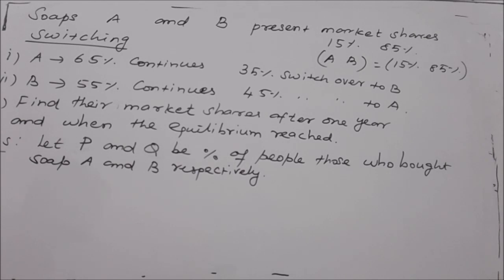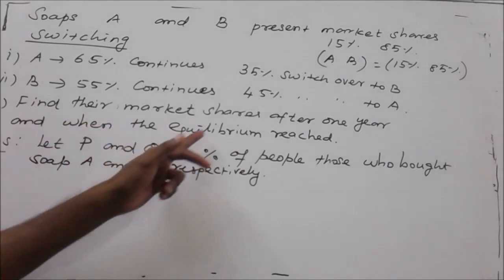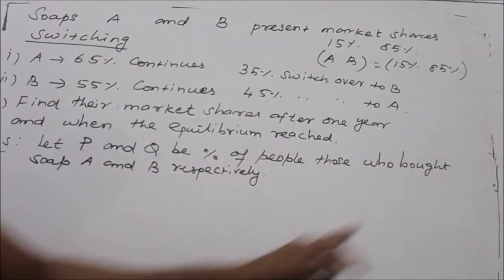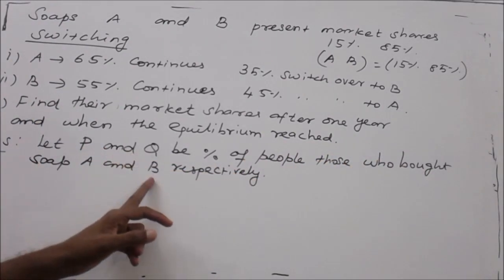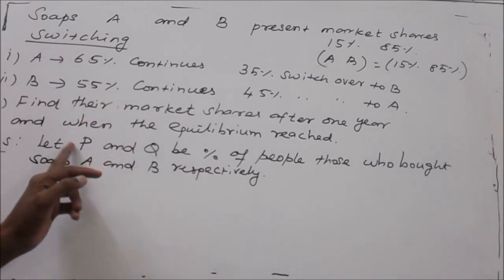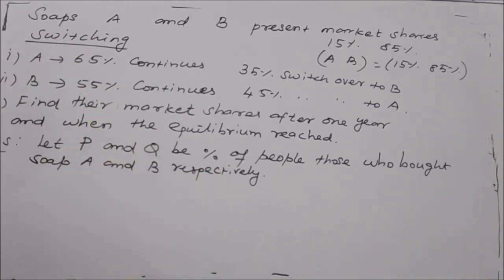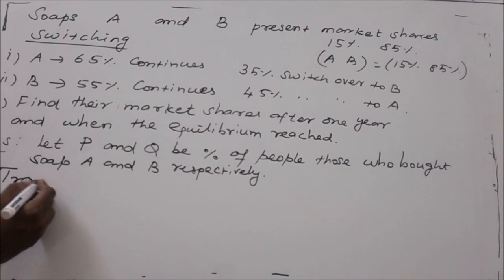Find their market shares after 1 year and when the equilibrium is reached. We should find the market shares after a year, that is, after one transition, and then when the equilibrium is reached. It is similar to the previous problem. Now the answer: let P and Q be the percentages of the people who bought soap A and soap B respectively. The products A and B are taken as P and Q. Now the transition probability matrix T.